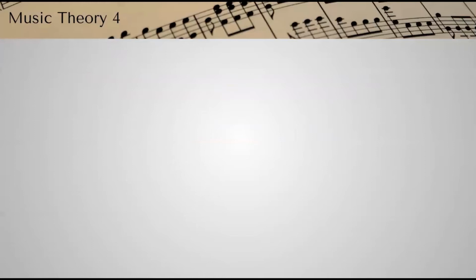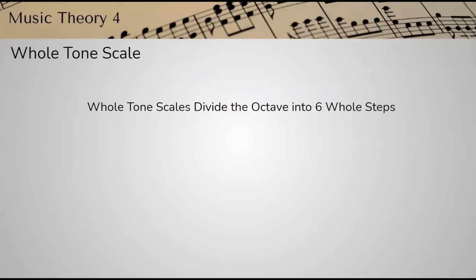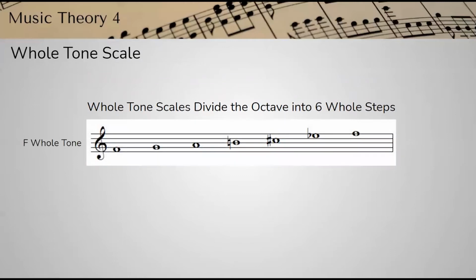Okay, so whole tone scale is exactly what it sounds like. It's a scale that divides the octave into 6 whole steps. Okay, so normally a pentatonic scale doesn't have half steps, but it also has thirds and stuff like that. A whole tone scale doesn't have half steps, but every single tone is separated by a whole step from every other tone. So it kind of sounds like this. We have F to G as a whole step, G to A as a whole step, then another whole step to B, then another whole step to C sharp, another whole step to E flat / D sharp, and then another whole step to F.